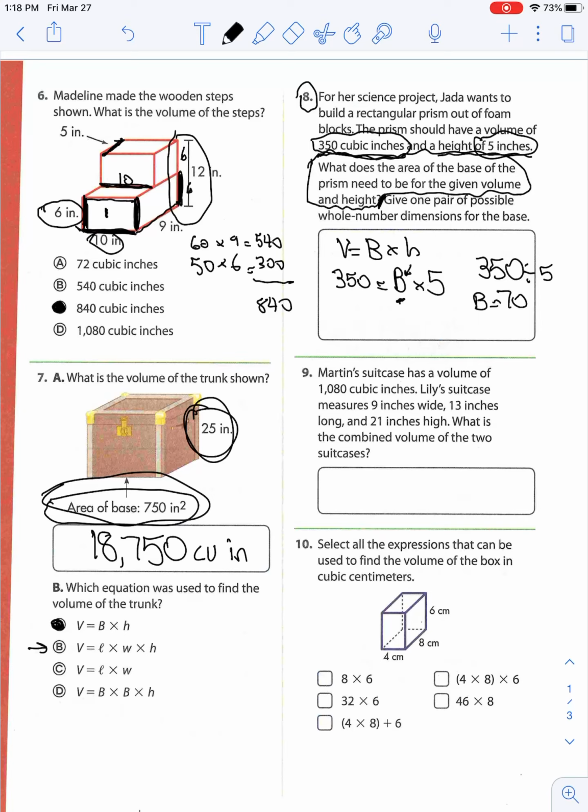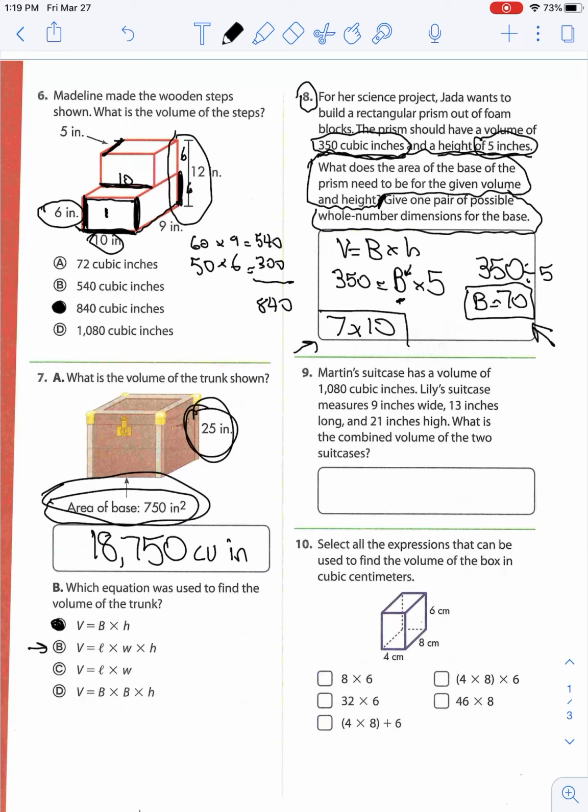Then it says, give one possible whole number dimensions for the base, meaning what two numbers could you multiply to get 70? So, well, I don't know, 7 times 10, you think? Yeah, for sure. The easiest one. So this is really a two-part question. You need to find the base, and you need to come up with two numbers that could multiply to get the base.